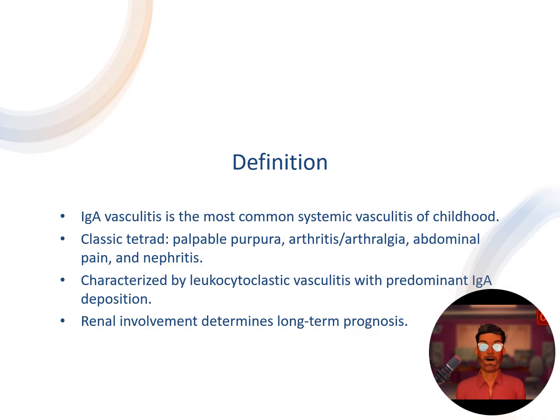Now in terms of the presentation, there's really no formal criteria to diagnose IgA vasculitis, as there are various criteria proposed. But the classic tetrad are palpable purpura, which is a mandatory feature, with normal platelet count, arthritis and arthralgias, abdominal pain, and glomerulonephritis. Recall that not all of these symptoms or signs have to occur at the same time.